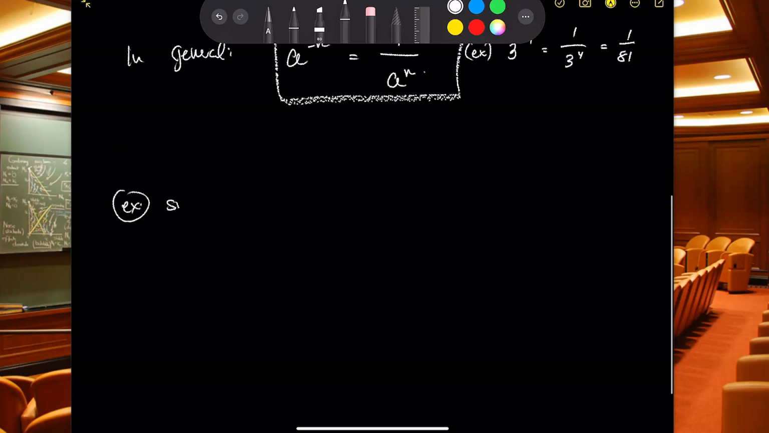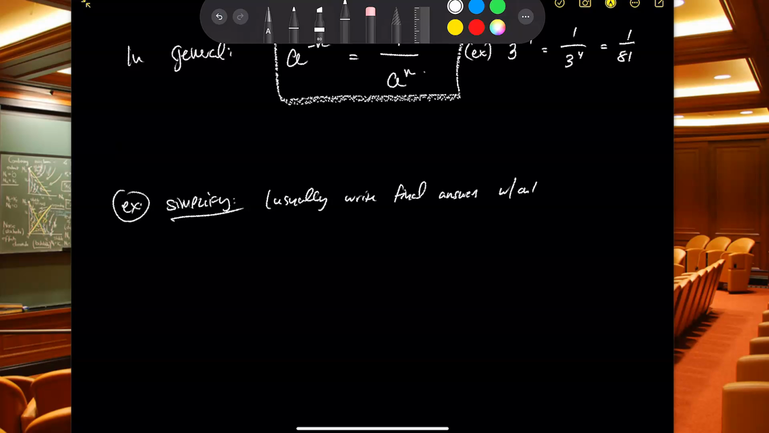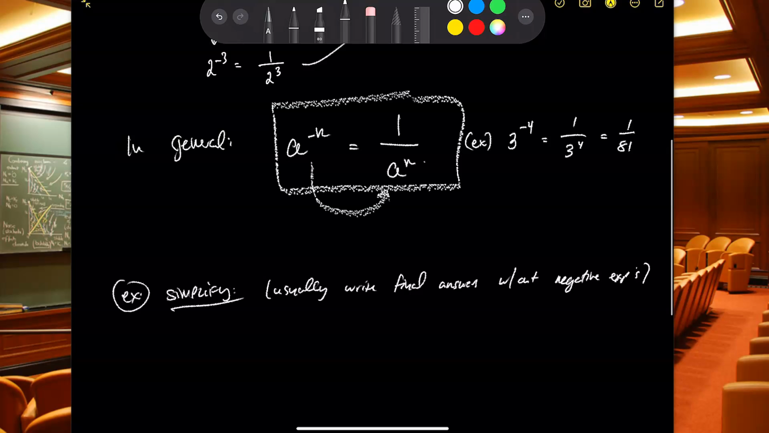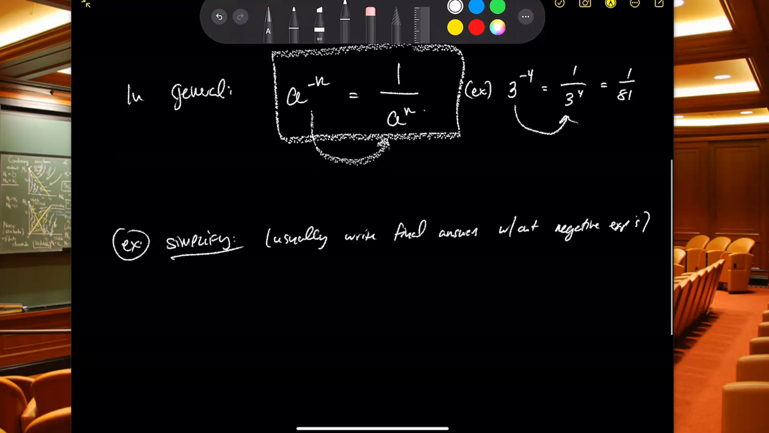So if I say simplify, usually we want to get rid of negative exponents. So usually we write final answers without negative exponents. And the reason why is because it's easy enough to go from here to here, right? It's easy enough to go from here to here.